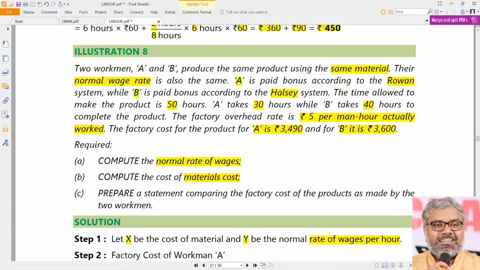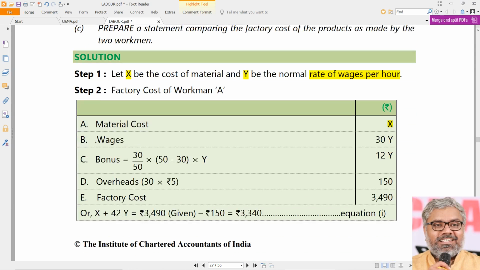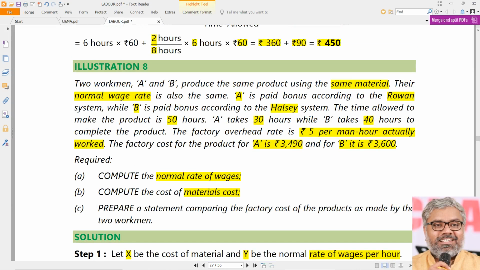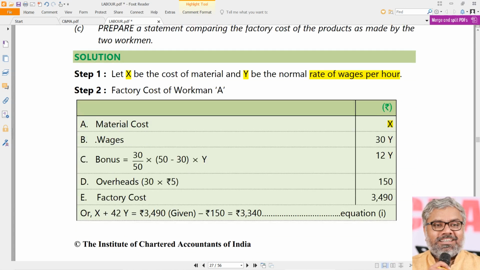Now bonus. Bonus you have to calculate using Halsey plan. Halsey plan, what does it say? Time saved divided by time allowed. Sorry, A is having Halsey or Rowan? A is having Rowan system, correct. B is having Halsey plan. So what should be taken here is time saved divided by time allowed into time taken multiplied with wage rate.